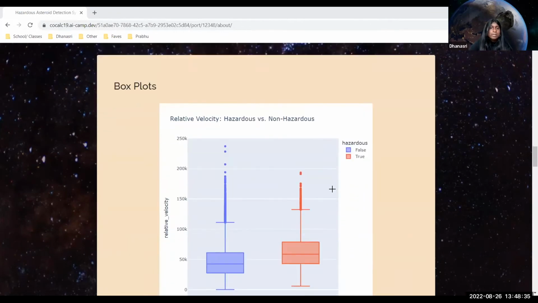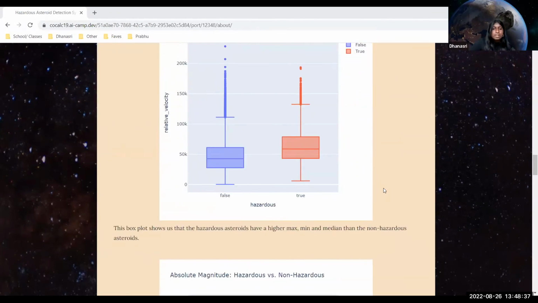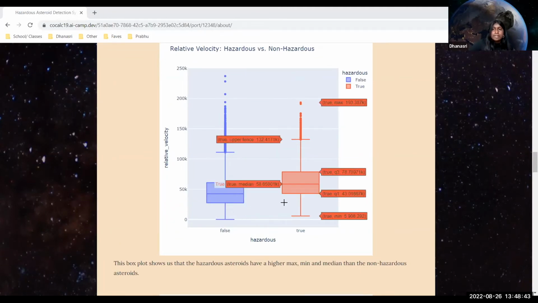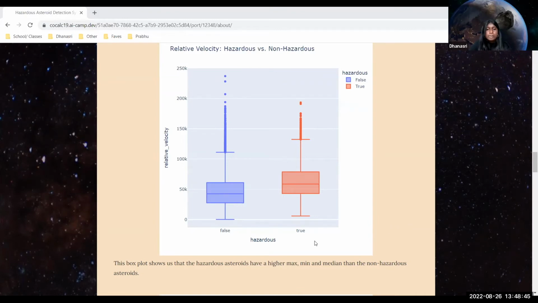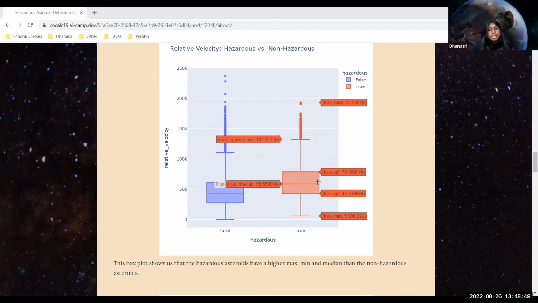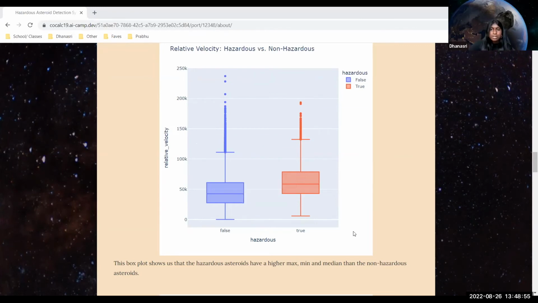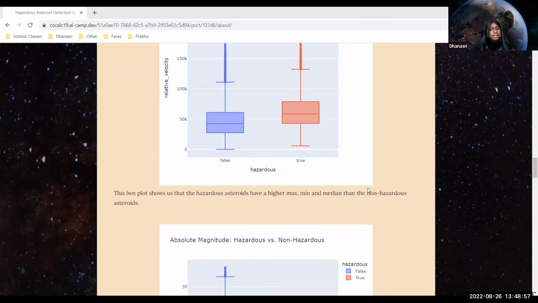Okay, moving on, we have our box plots. This first box plot shows us the comparison of relative velocity for the non-hazardous and hazardous asteroids. This one particularly shows us that the hazardous asteroids have a higher min, max, and median than the non-hazardous asteroids, which means relative velocity does have a contribution to whether or not an asteroid is hazardous.